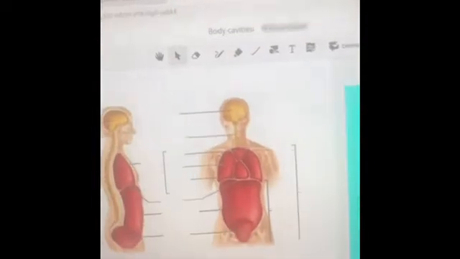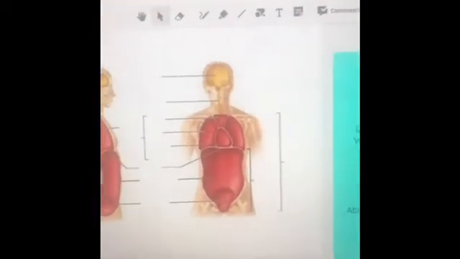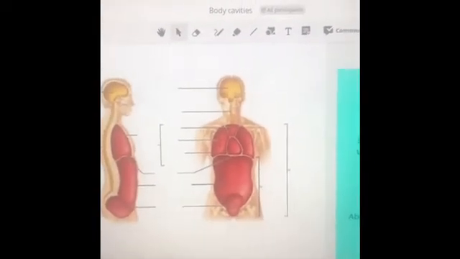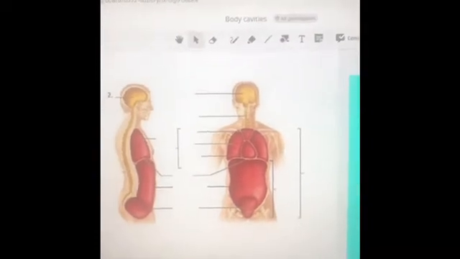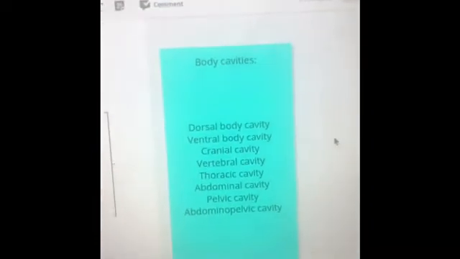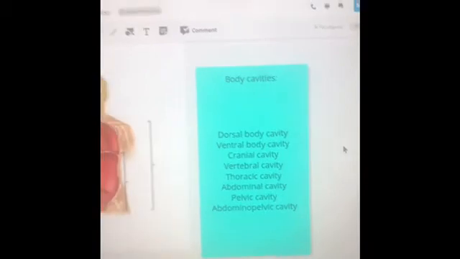So it is important to note that the ones highlighted in yellow are the major body cavities, while the ones in red are just regular body cavities. So here we have our list. So let's get to it.